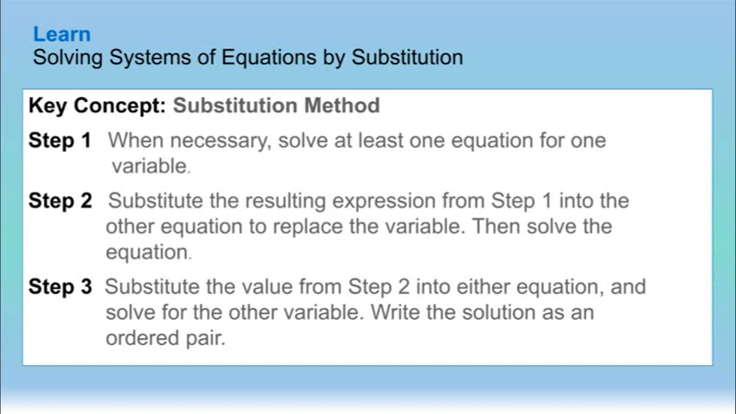So how do we do this? Step 1: when necessary, solve at least one equation for one variable. This means make it into y equals mx plus b format, or x equals my plus b. Step 2 says substitute the resulting expression from step 1 into the other equation, replace the variable, then solve the equation. In step 3, substitute the value from step 2 into either equation and solve for the other variable. Write the solution as an ordered pair.